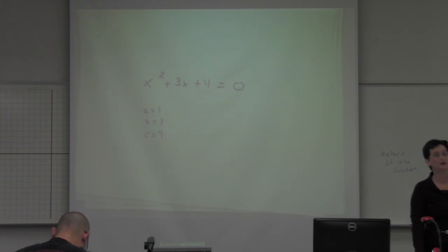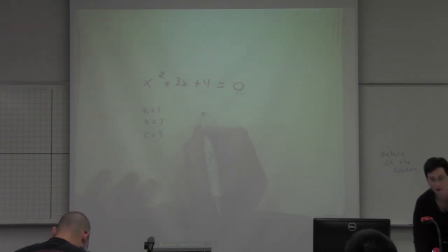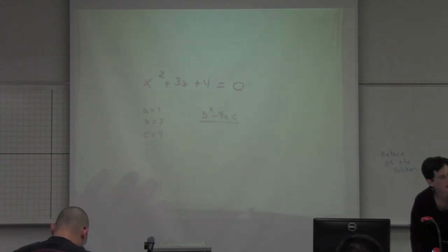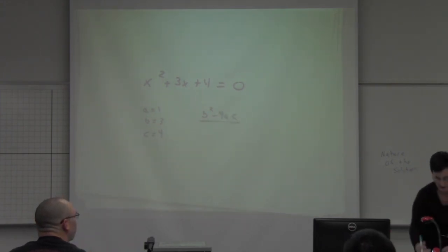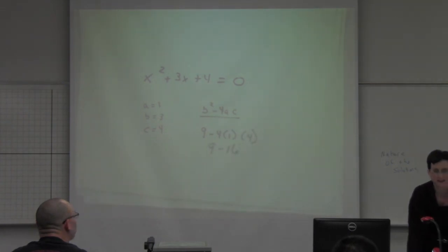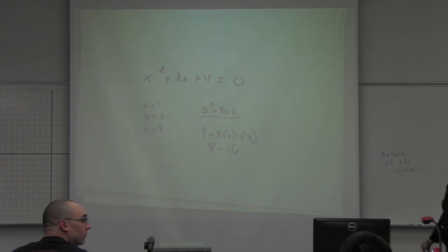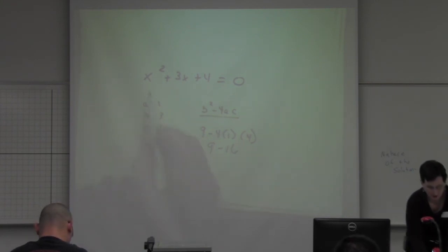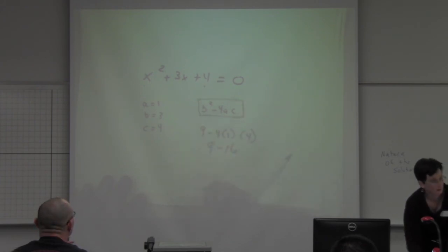All right, so we don't have to do the whole quadratic formula, do we? All we have to do is the discriminant. What is the discriminant? Just that one little piece, b squared minus 4ac. It's the piece under the radical. So that would be b squared, 9, minus 4ac, 9 minus 16. I don't even have to do anything else. Okay, which part? All of it? Okay, you got 1, 3, and 4? You got that? Okay. This is the discriminant.